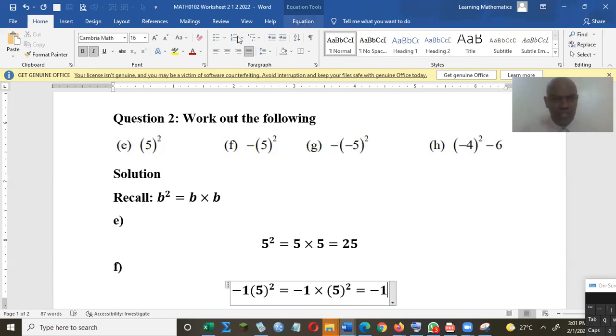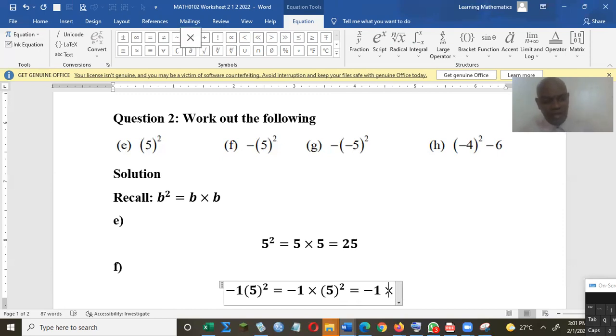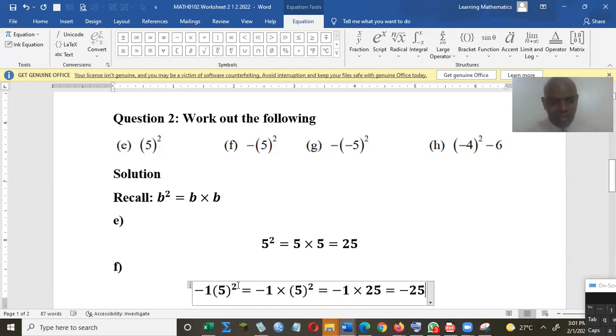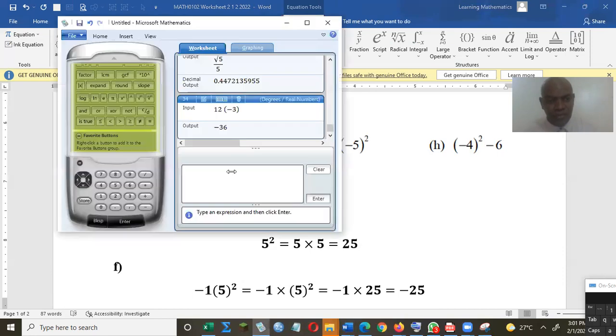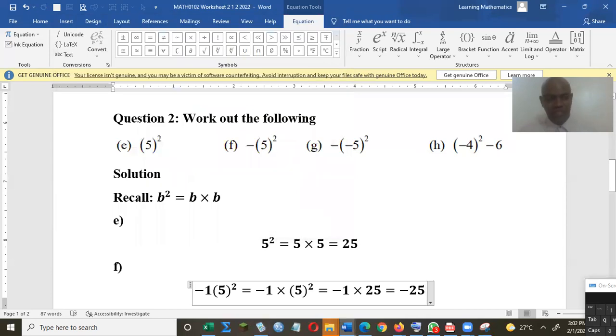Go back to equations, times 25, and that is equal to negative 25. And if you want to get that answer in your calculator, you put it exactly how it is. Negative, open bracket, 5 squared, you will get negative 25, okay? Let me just prove it there. You put your negative, open bracket, 5, close bracket, squared, and you should get negative 25. Please practice it so that you can get skillful with your calculators.